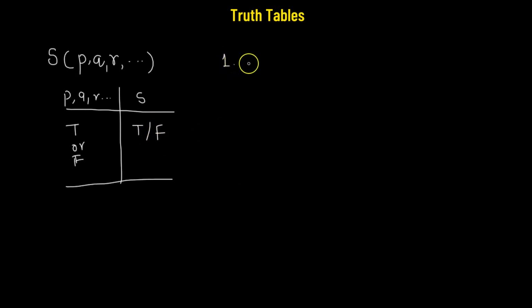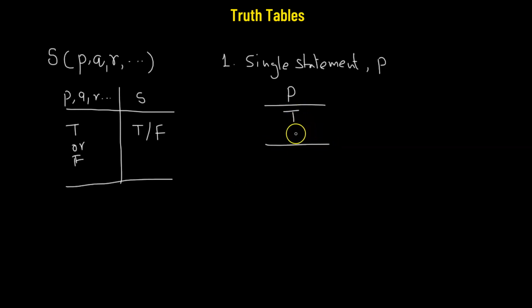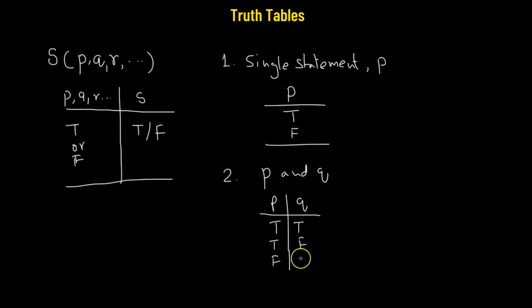So we'll begin by considering a single statement or a simple statement. So let's say we have a single statement given by P. Then this is going to have two truth values. So one of the truth values is T, which is true, and the other truth value is false. Then we can have two statements. Let's say we have two statements P and Q. So their truth values can be a combination, where both P and Q can be true, or the scenario where P is true but Q is false, and we can have P is false and Q is true, or both P and Q are false.